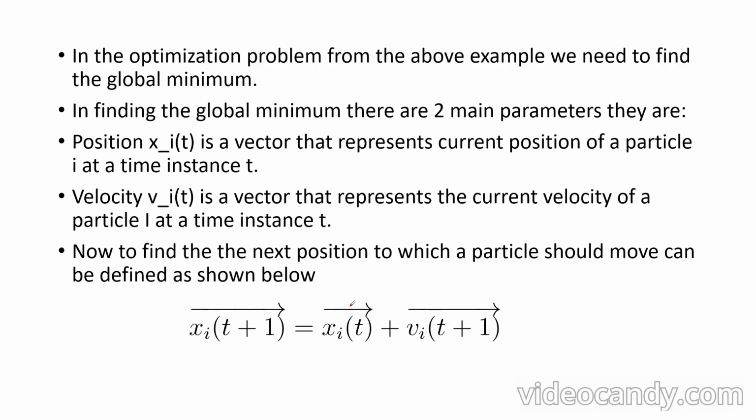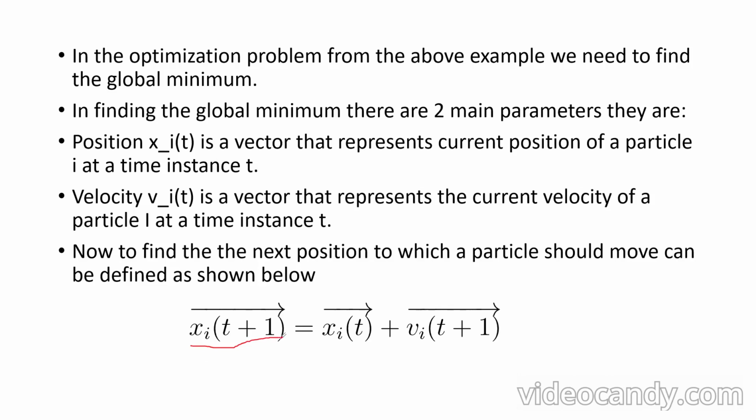Now we'll look into the general particle swarm optimization. In particle swarm optimization, for the above example, to find the global minimum, we need two parameters as we explained above. Those are position and velocity at a given time instant t for particle i. These two are represented like this. Now, the best position to which a particle should move can be defined here.